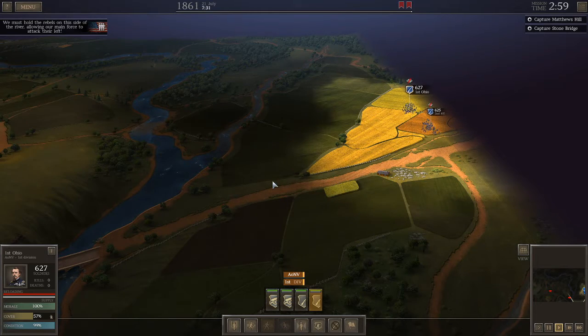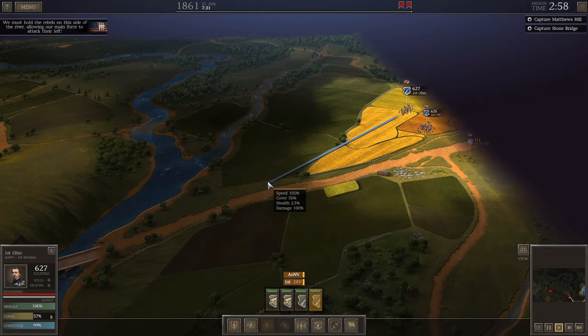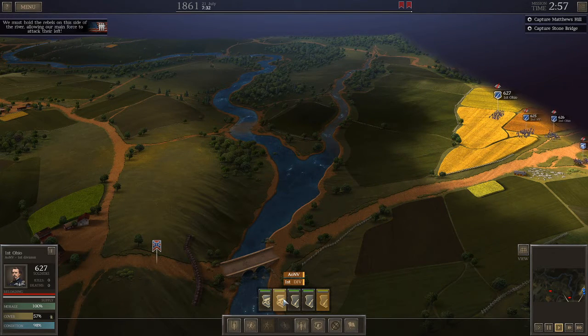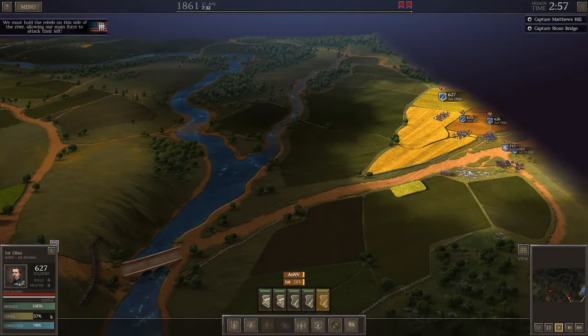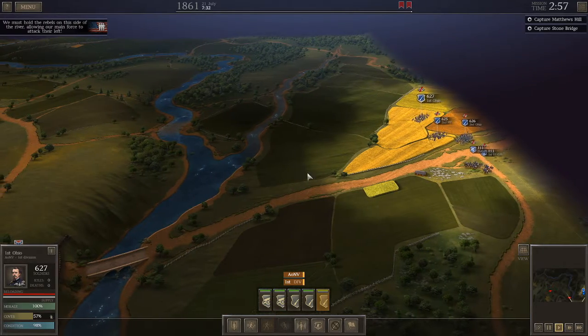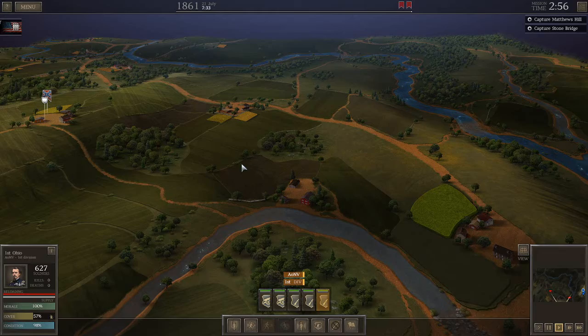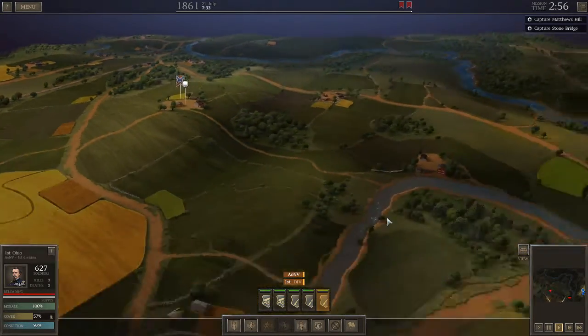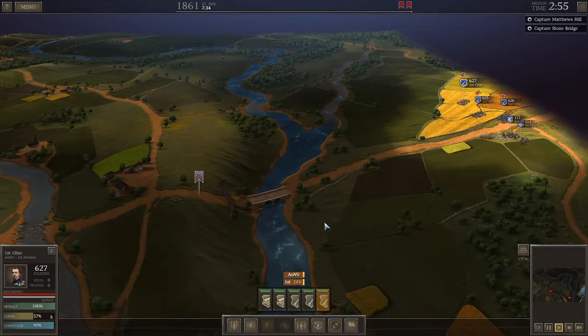So we'll send the first Ohio over here. Speaking of which, Ohio is Grant's actual place. I don't know what I'm trying to say anymore. So our two objectives are to capture Matthews Hill right here and capture the Stone Bridge.